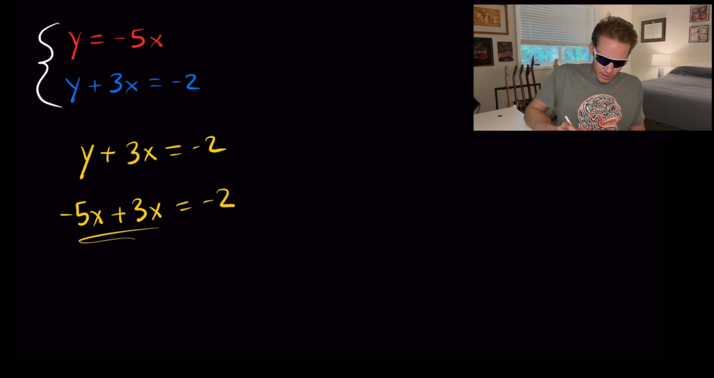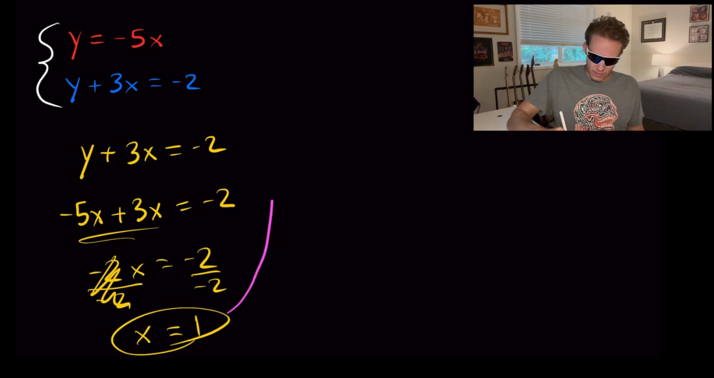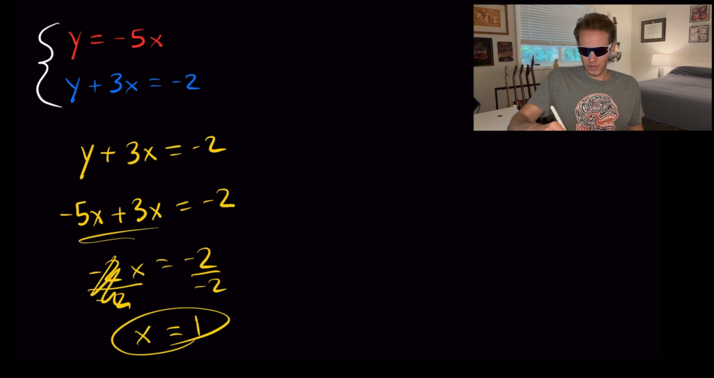So negative 5x plus 3x, that's going to be negative 2x equals negative 2. Divide both sides by negative 2. That's going to cancel, and I'll get x is equal to 1. So there is the x-coordinate. For the y-coordinate, again, just take your x value and plug it into either equation. Usually you go with the one that looks the easiest, like this one, but it doesn't matter.